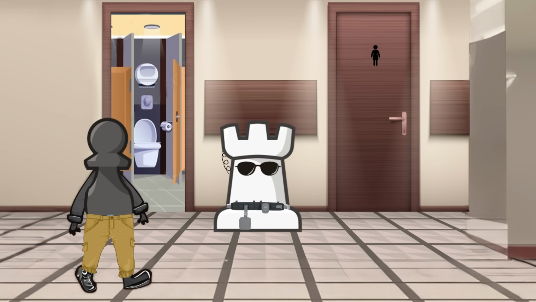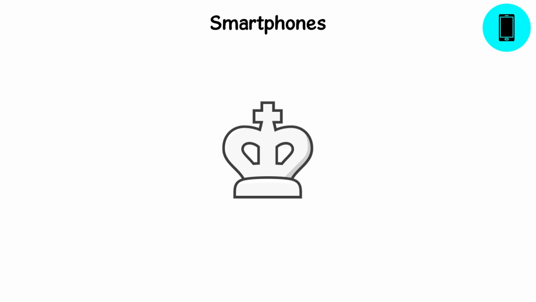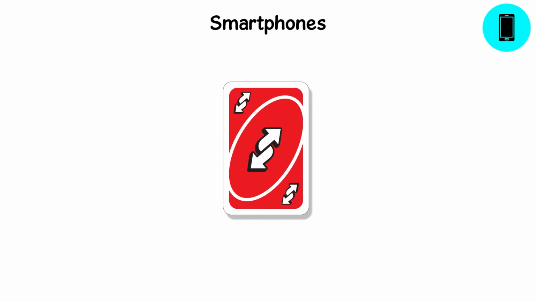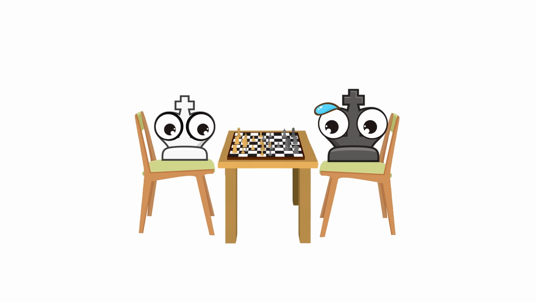Come on in. Smartphones. A player might sneak into the restroom and use their smartphone to consult a chess engine or talk to their coaches. To counter this, tournaments typically ban electronic devices altogether.